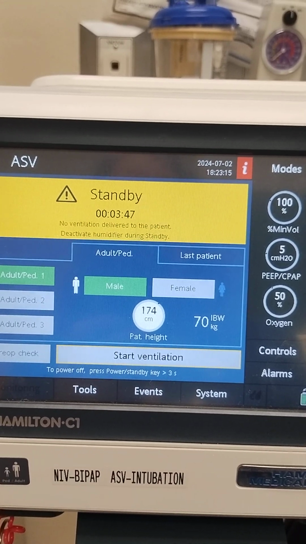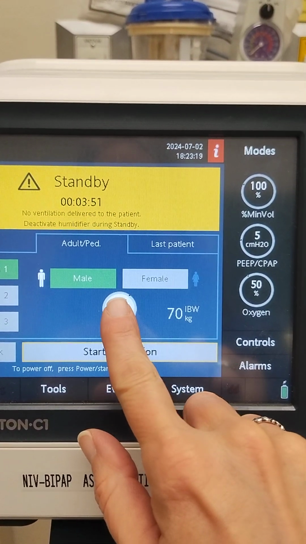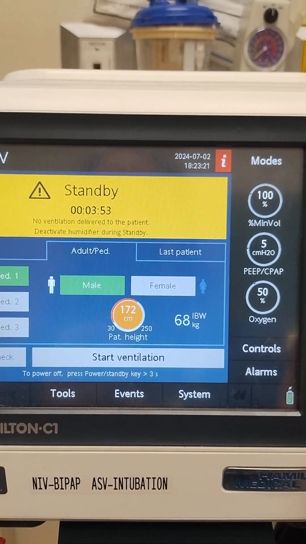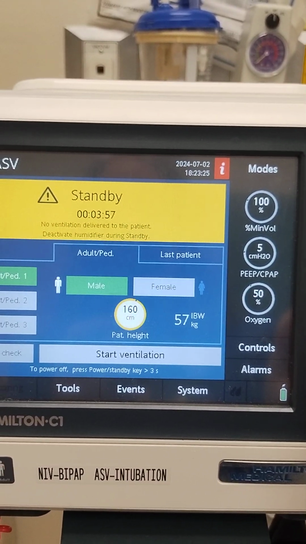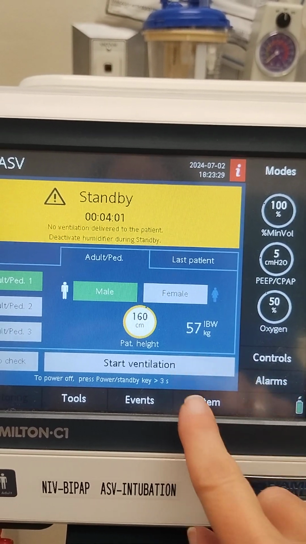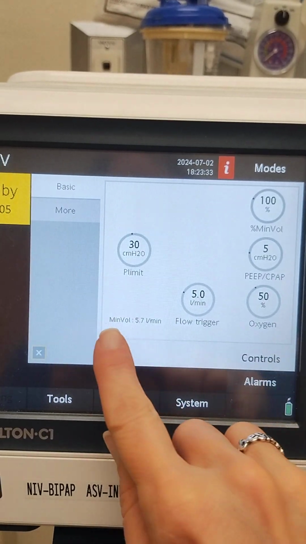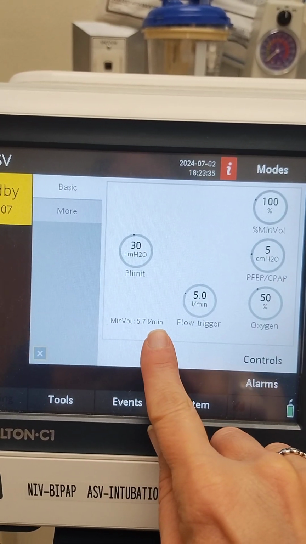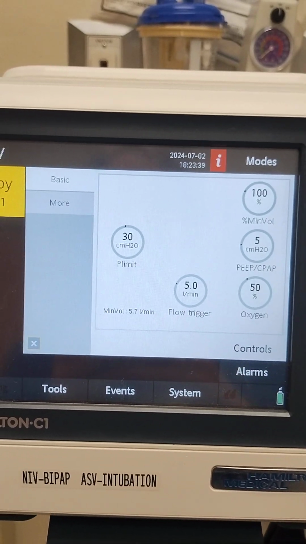So if we go here, we currently have a male patient that has 174 centimeter height. Let's make him a little bit shorter. And so now his ideal body weight is 57 kilograms. So if we go back to our controls over here, we'll see that his minute ventilation at that particular setting of 100% is 5.7.